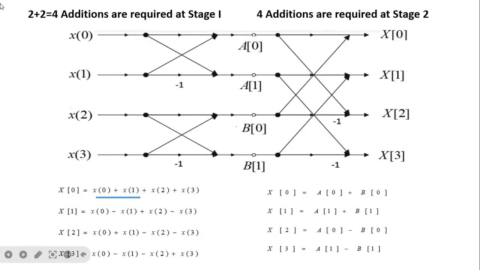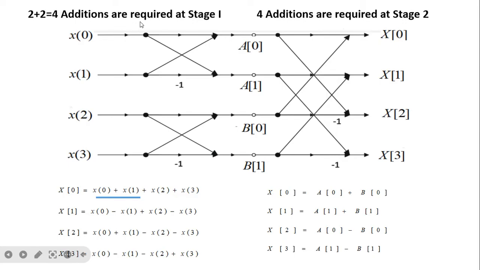Now this is a butterfly diagram for n equal to 4. So x0, x1, x2, x3, we are adding x0 plus x1, we are getting a0, x0 minus x1, we are getting a1, x2 plus x3, we are getting b0, and x2 minus x3, we are getting b1. Now here we are taking a0 with b0, a1 with b1, first their addition and then their subtraction. So a0 plus b0 is x0, a1 plus b1 is x1, a0 minus b0 is x2, and a1 minus b1 is x3. So we are using the butterfly diagram this way.